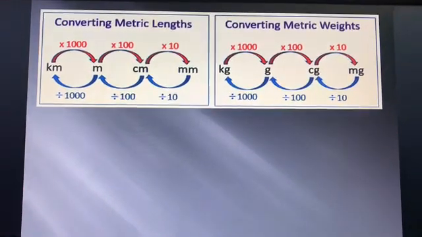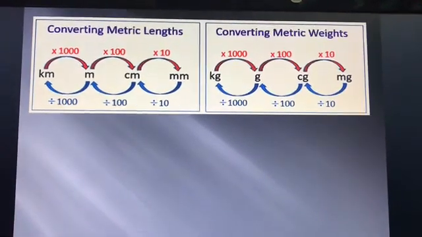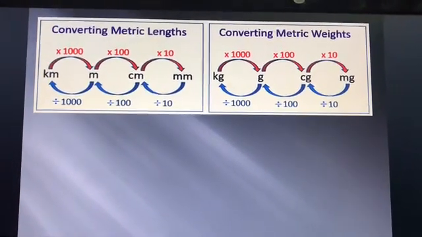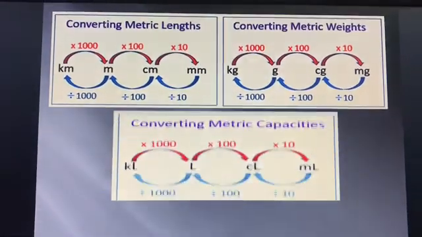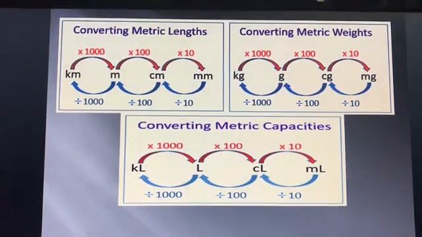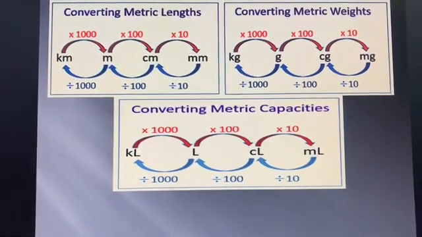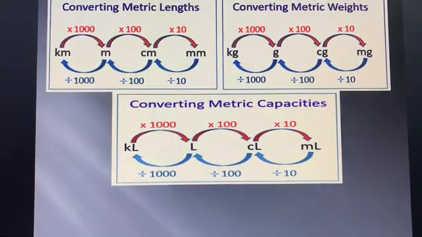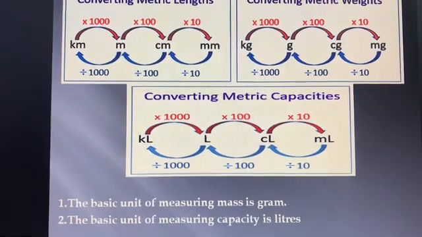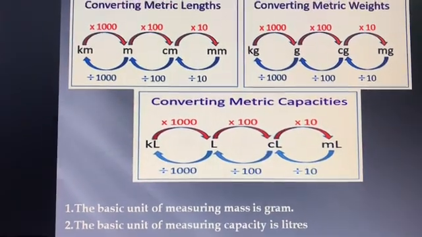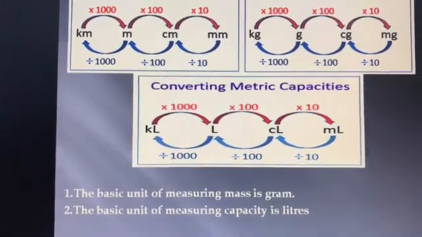This same method is applied when I have to convert the units of weight, that is kilogram, gram, centigram and milligram, as well as when I have to convert units of capacity, that is kiloliters, liters, centiliters and milliliters. Also, the basic unit of measuring mass is gram and the basic unit of measuring capacity is liters.